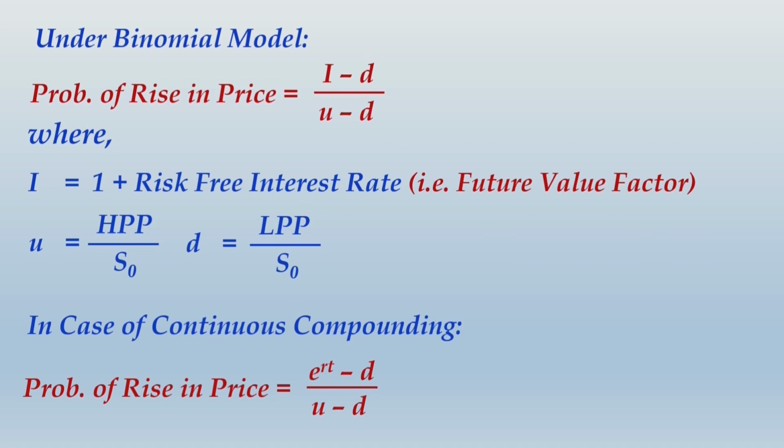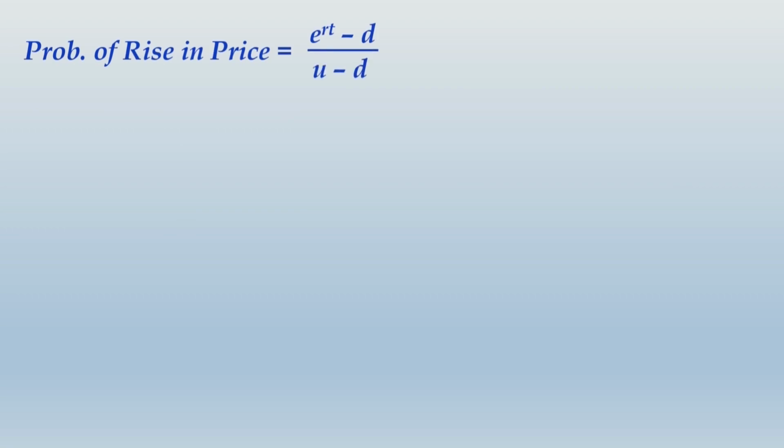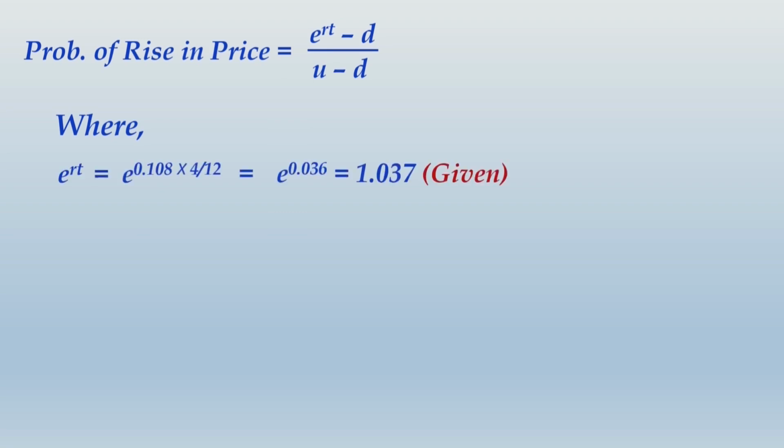Alright friends, once you have completed writing this much, let us move ahead and continue writing the solution further. So I am just mentioning again, probability of rise in price will be e raised to RT minus D divided by U minus D. Now let us define the variables over here in the context of the given information. e raised to RT will be e raised to 0.108, that is 10.8% written as 0.108 in absolute form. T stands for time, time is 4 months, but time has to be mentioned in years, so it will be 4 by 12. Pick your calculator and check, 0.108 into 4 by 12 would give you 0.036, and the value of e raised to 0.036 is already given in the question as 1.037.